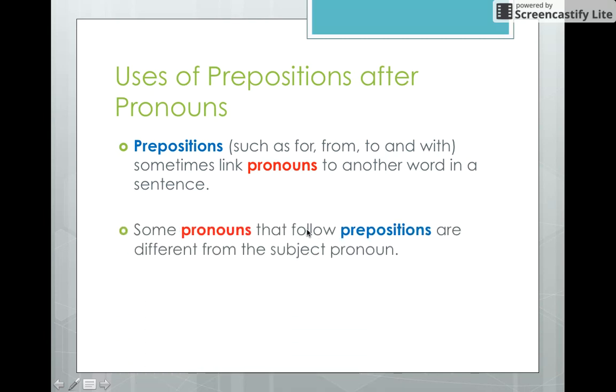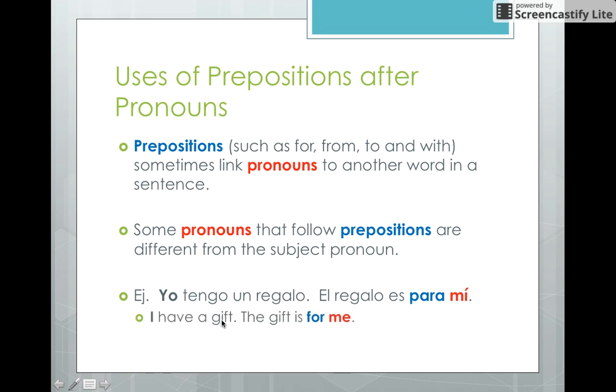So some pronouns that follow prepositions are different from the subject pronoun. As an example, yo tengo un regalo. El regalo es para mí. I have a gift. The gift is for me. So if you notice in blue, this is your preposition. And then right after the preposition is this pronoun, mí. And that means for me.